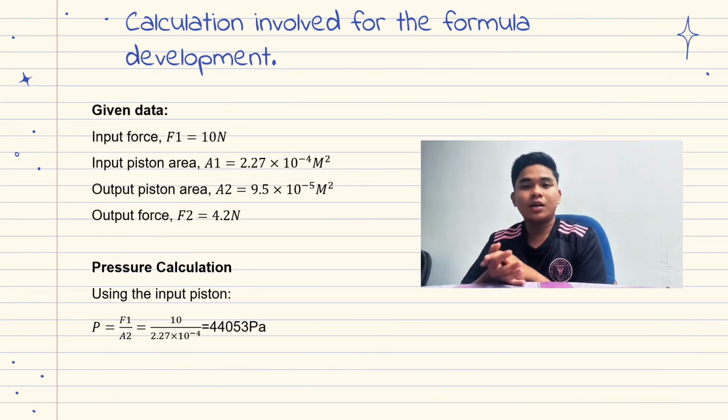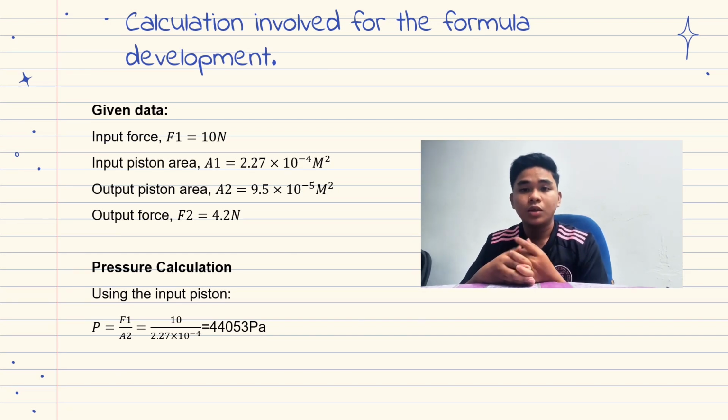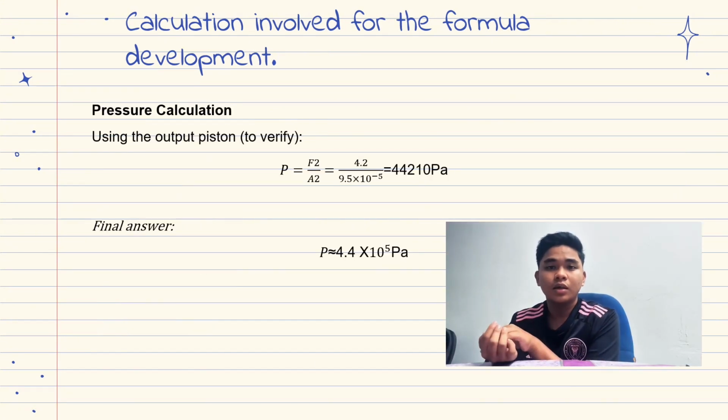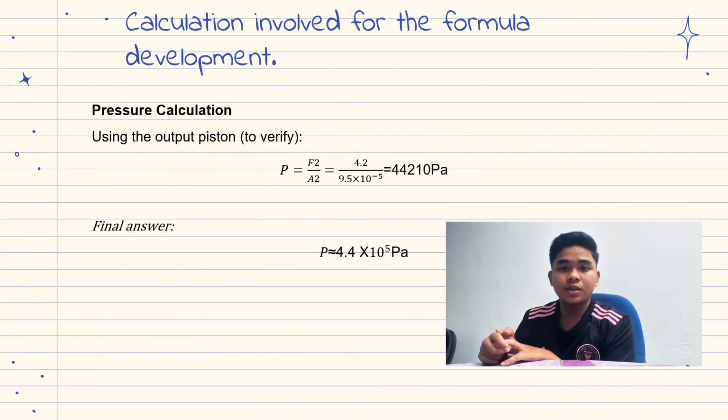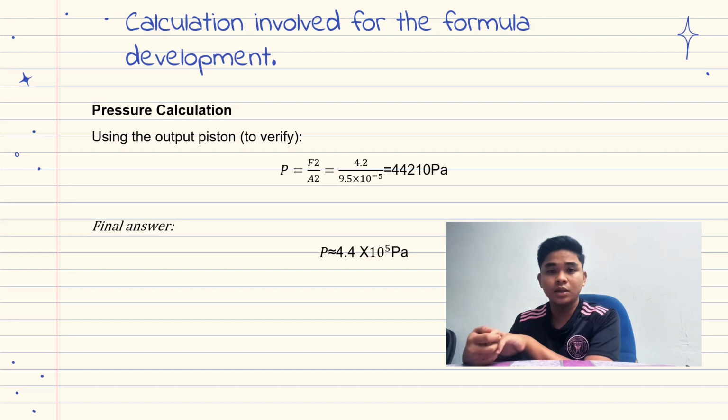Using the given data, where the input force, input piston area, output piston area and output force are known, the pressure in the hydraulic system is calculated by applying the formula, which for the input piston gives, and for verification using the output piston gives, resulting in a final pressure of approximately, confirming that the pressure remains consistent throughout the system as per Pascal's principle.